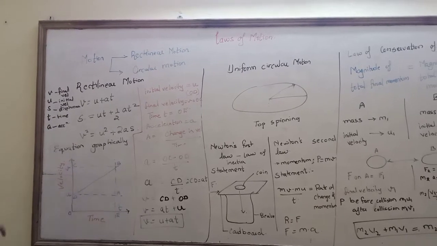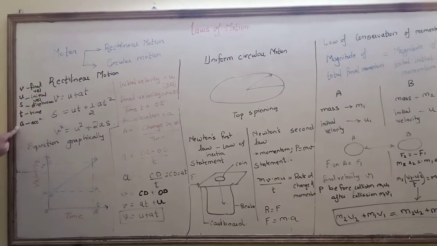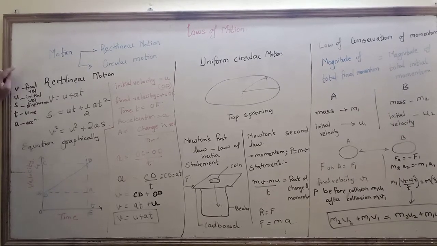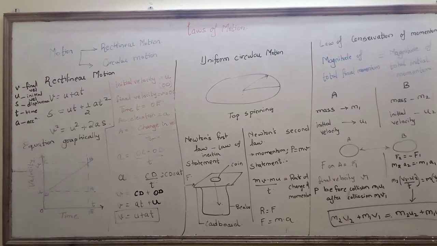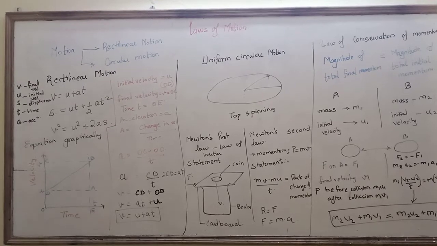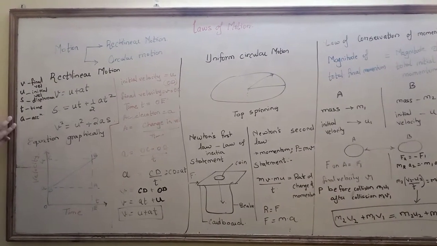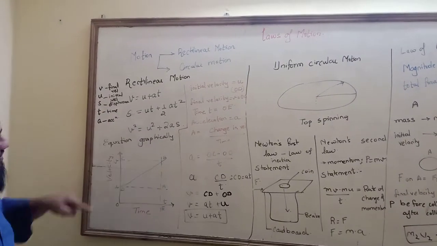Okay. Now all these are vector quantities. You have a scalar quantity of velocity which is speed. You have a scalar quantity of displacement called distance. Okay. So v, u, s, t, a. These five things you should know. Now these are the three equations.